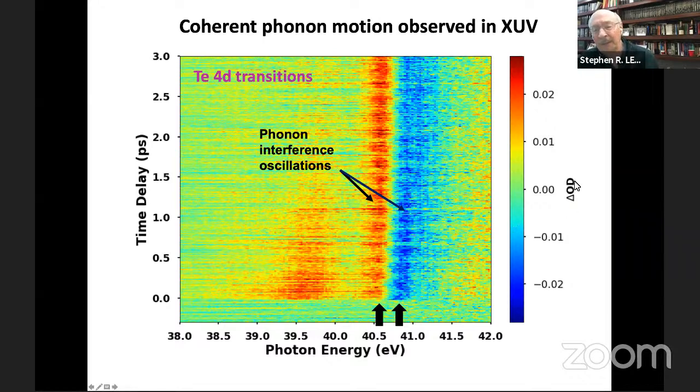So it says here delta OD. That would be the change in absorbance, for example, at each slice. And then you move the time delay and do it again and do it again. So this must have 50 to 100 time slices in this little part here, and each one with the pump on, the pump off.